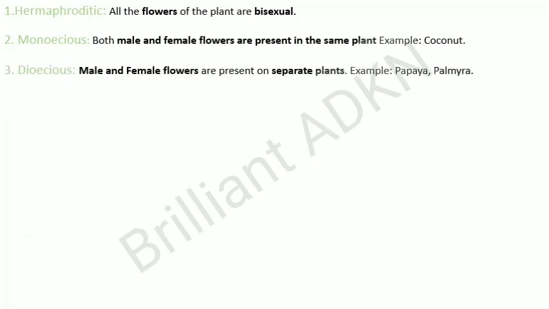Next, dioecious: male and female flowers are present on separate plants. Male and female flowers will be on separate plants, so it is said to be dioecious. Example, papaya and plumeria.